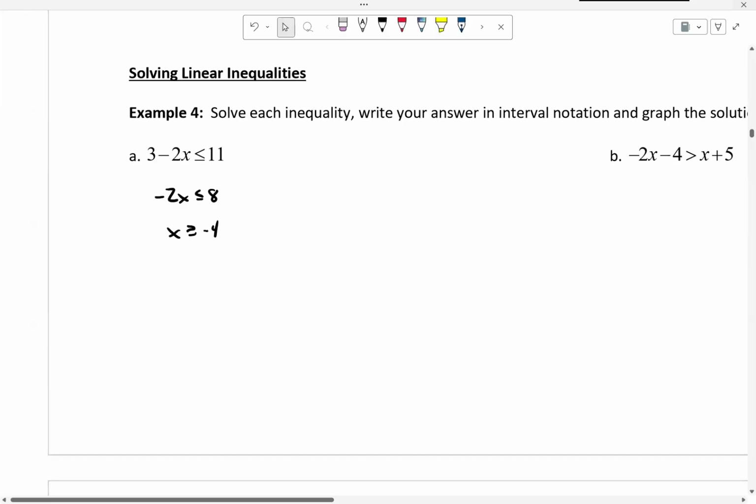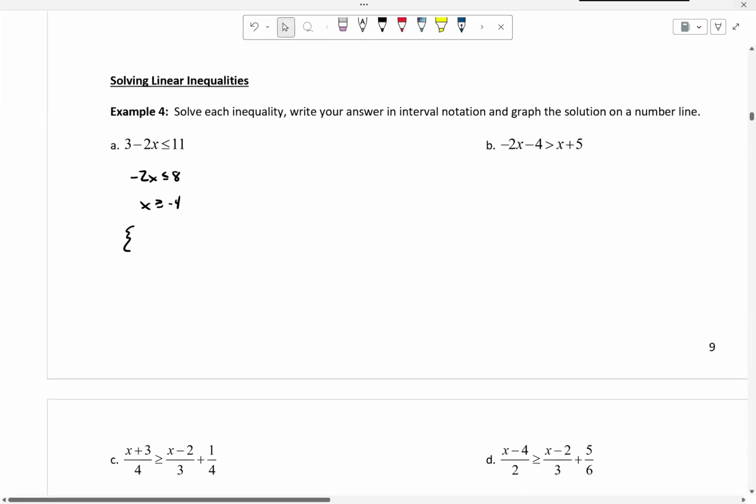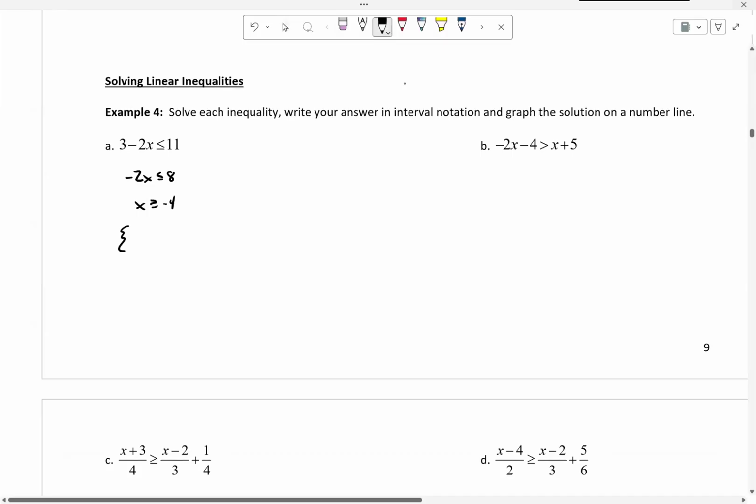Interval notation is what it's called. So we're going to begin that with braces, the curly braces. Oh, I see. You're doing the set builder notation. You're going above and beyond. Nice. Nothing wrong with that. Okay. Interval notation.